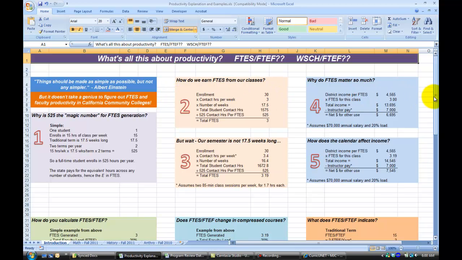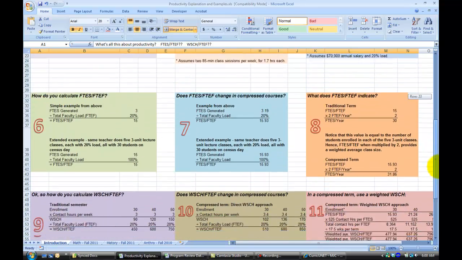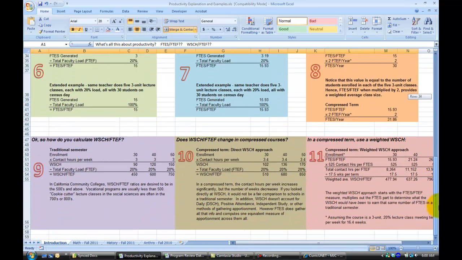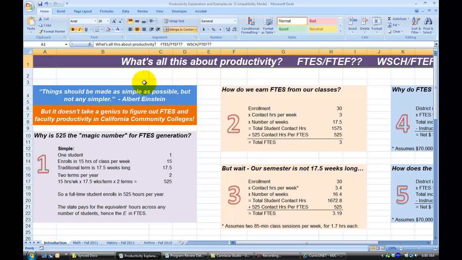What we have on the screen is 11 easy steps on understanding and calculating productivity ratios in a community college. Just joking. So let's scale things up a little bit, make it a little easier to see.